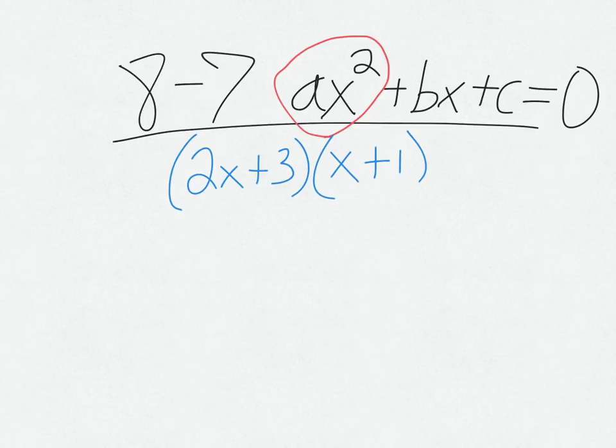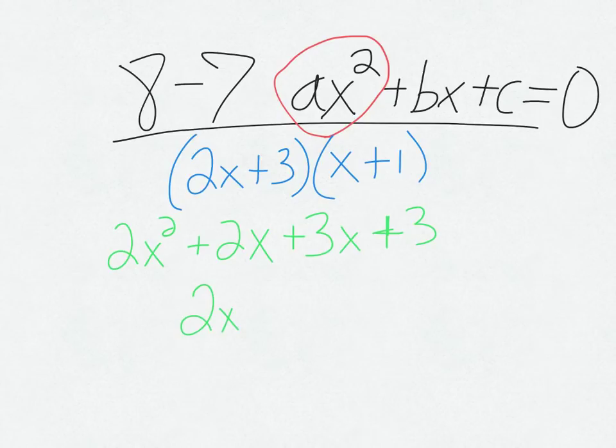I want you to start by seeing this backwards. So we're going to start by using this example. We're going to multiply 2x by x and get 2x squared. We're going to multiply 2x by 1 and get plus 2x. Then we're going to multiply 3 by x and get 3x. And then 3 by 1 and get 3. And we're going to end up with 2x squared plus 5x plus 3.